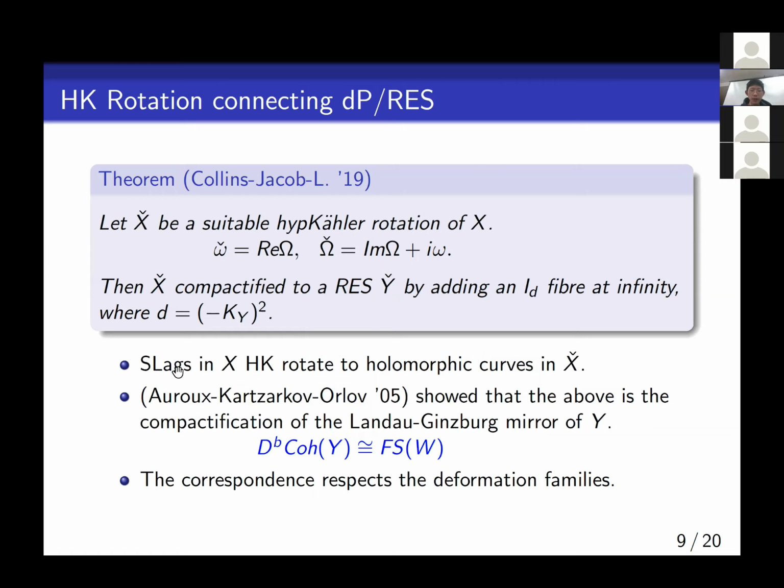This procedure is called hyperkähler rotation. And the key point is that if you have a special Lagrangian in X, then after hyperkähler rotation, it becomes holomorphic curves in X check. And so the theorem is that this X check is compactified to a rational surface Y check, and that's the reason why I use this notation, by adding an I_d fiber at infinity, where d is the degree of the del Pezzo surface Y.